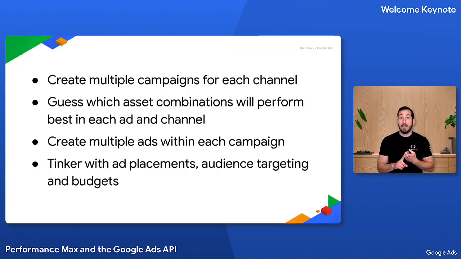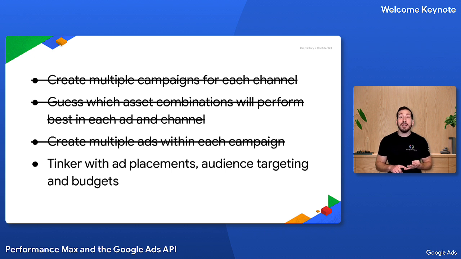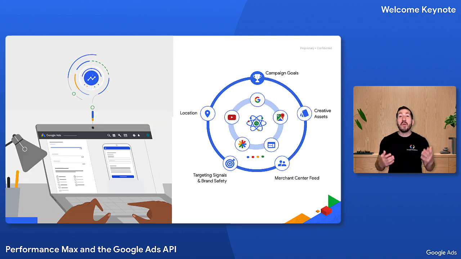Let's break down a few things you'd no longer have to do with PMax. Create multiple campaigns for each advertising channel. Guess which asset combinations will perform best in each ad and channel. Use those guesses to create multiple ads within each campaign. And finally, tinker with your ad placements, audience targeting, and budgets to achieve the highest ROI across all of these campaigns and ads.